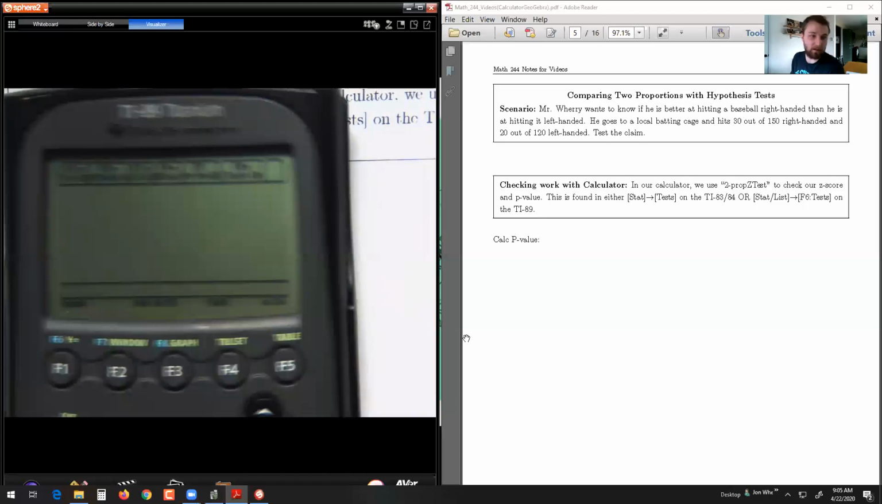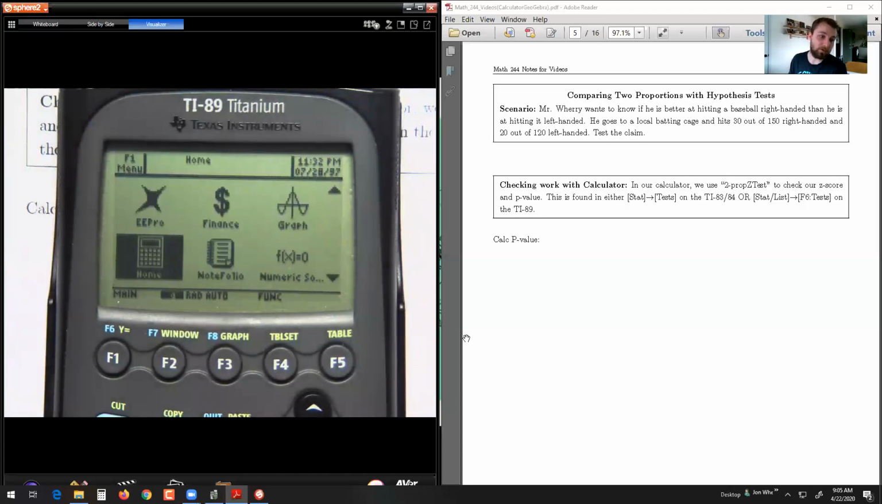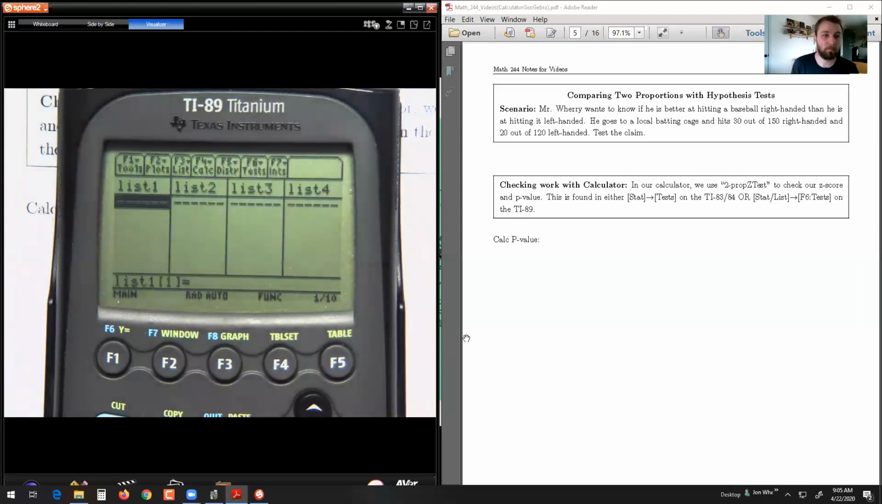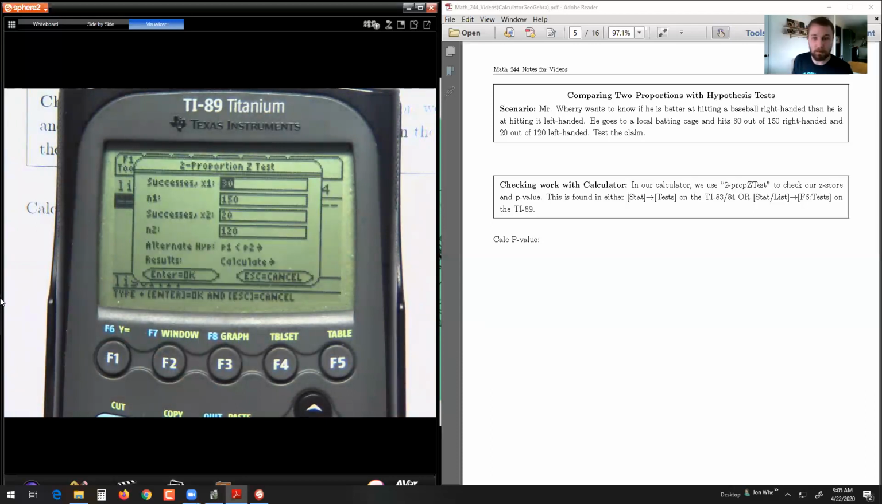So inside of my TI-89, I'm going into apps, and I'm choosing the option for stat list editor. I'm doing a test, so I'm going to choose the option for F6. So blue F6 gets me there. And I'm comparing two proportions, z-test, there we are. Number of successes for the first group, this was right hand, so I had 30 and 150. Left hand, I had 20 and 120.